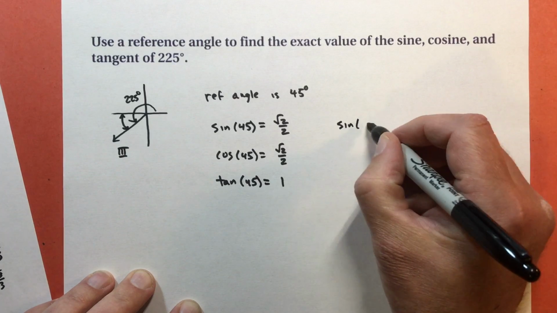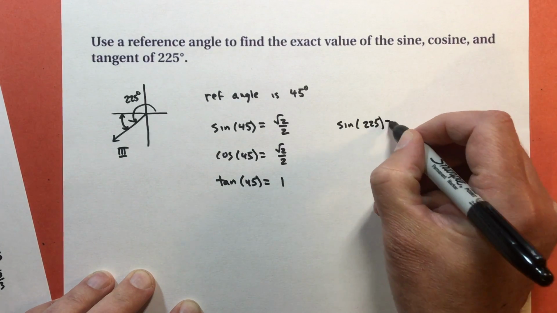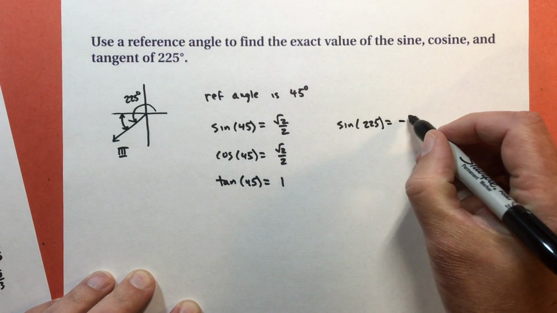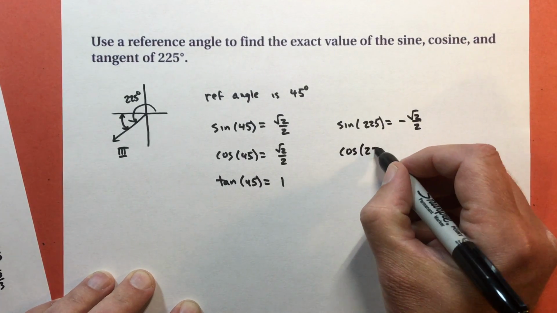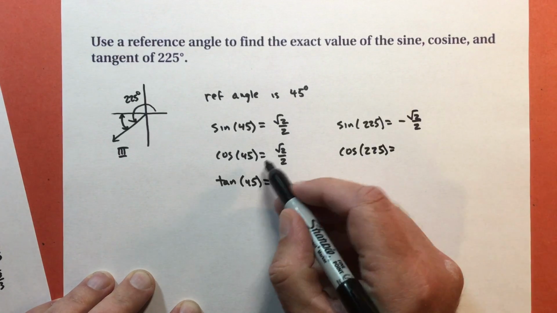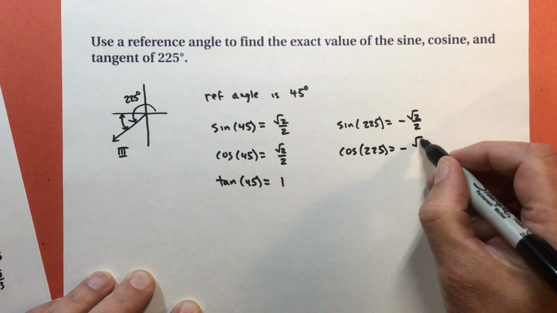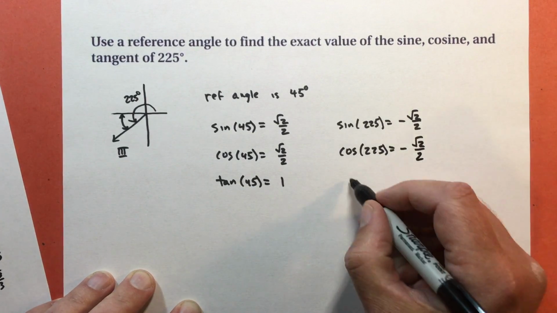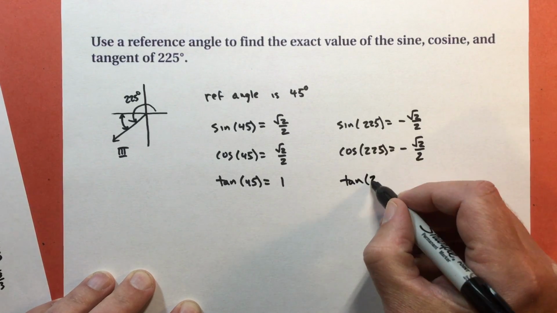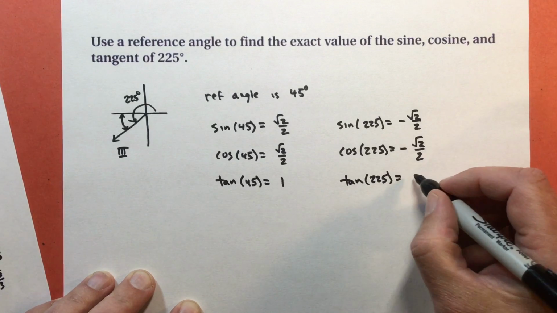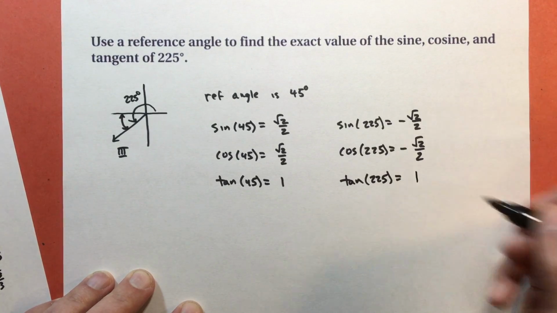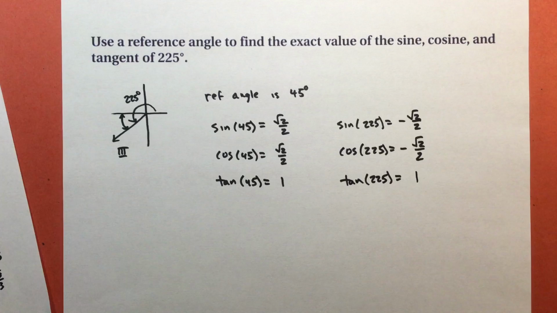So sine of 225 degrees is this, except it's negative. Negative square root of 2 over 2. Cosine of 225 degrees, same thing, it's this, but it is also negative. Tangent of 225 degrees, tangent in quadrant 3 is still positive, so this is still 1. So that's what we're getting to when we talk about using a reference angle.